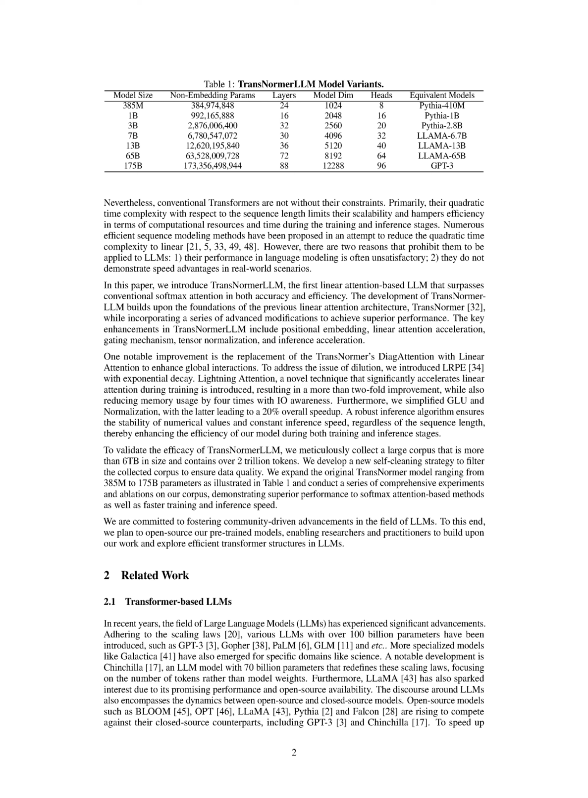Section Summary. The introduction highlights the significance of large-scale language models, LLMs, in natural language processing, NLP, and the limitations of conventional transformer architectures due to their quadratic time complexity. The paper introduces TransNormerLLM, a linear attention-based LLM that surpasses softmax attention in both accuracy and efficiency. It incorporates advanced modifications such as linear attention acceleration, gating mechanism, tensor normalization, and inference acceleration. The model is validated through comprehensive experiments on a large corpus, and the authors plan to open source their pre-trained models to foster community-driven advancements in LLMs.